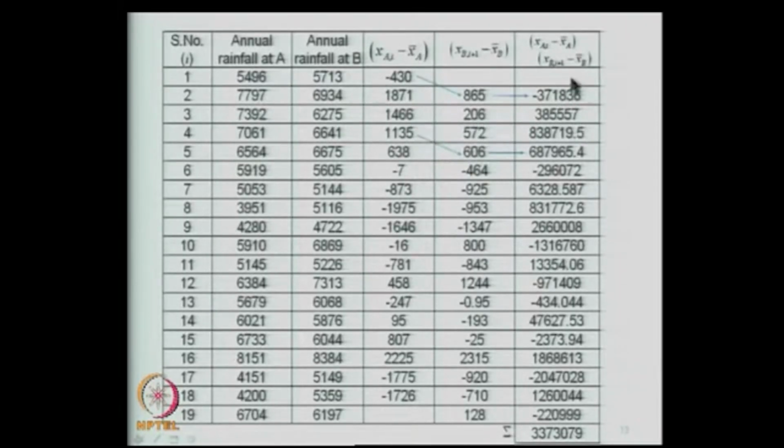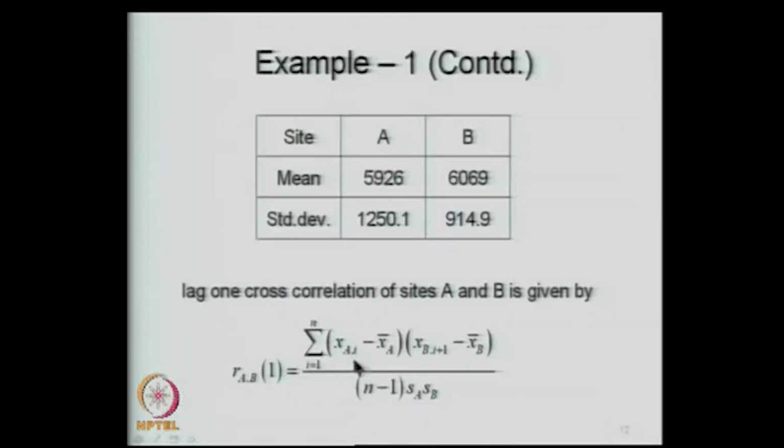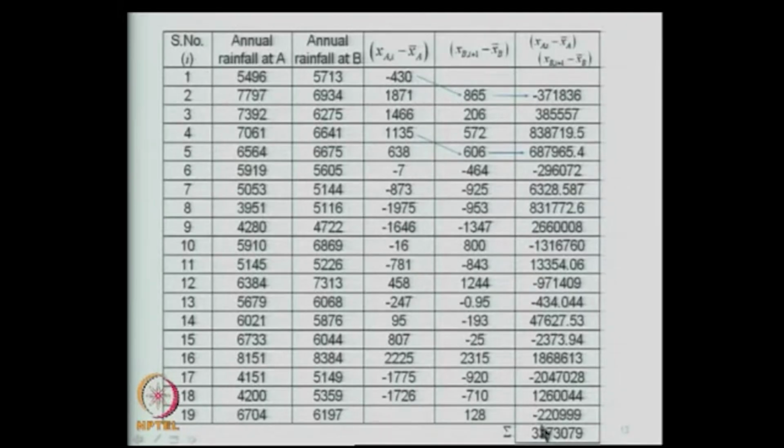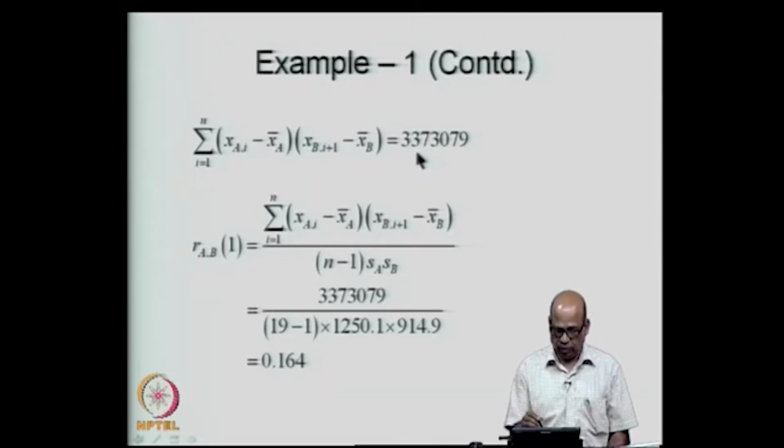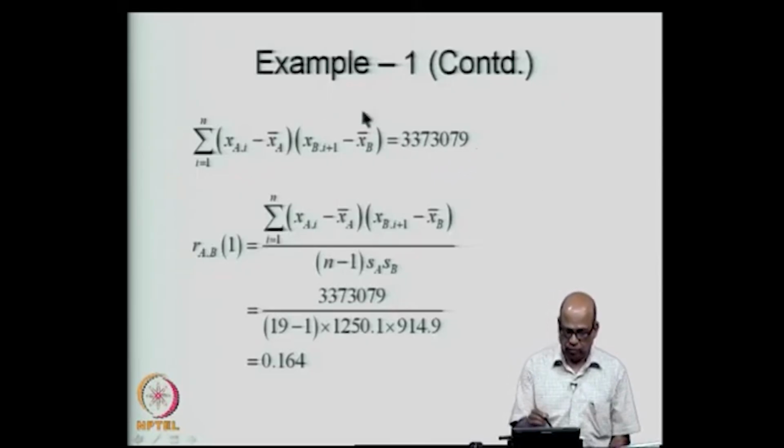Like this we compute this term now, and then we sum it and get the sum of all these values, and that is what gives you this term now. This summation is what we sum along this, and that we use. So, this sum comes out to be this number, 3373079, that is the sum of this.